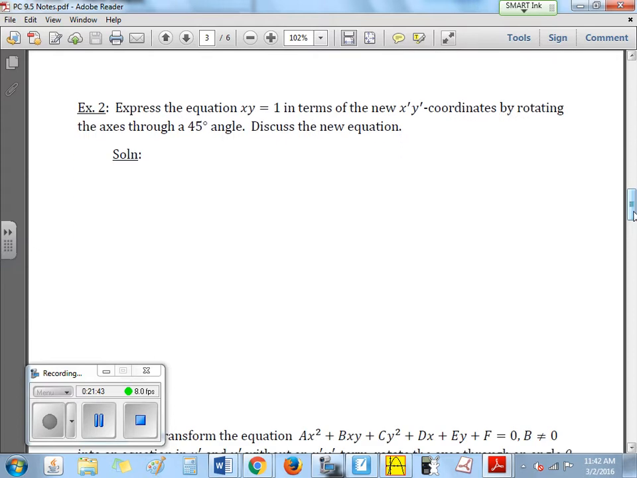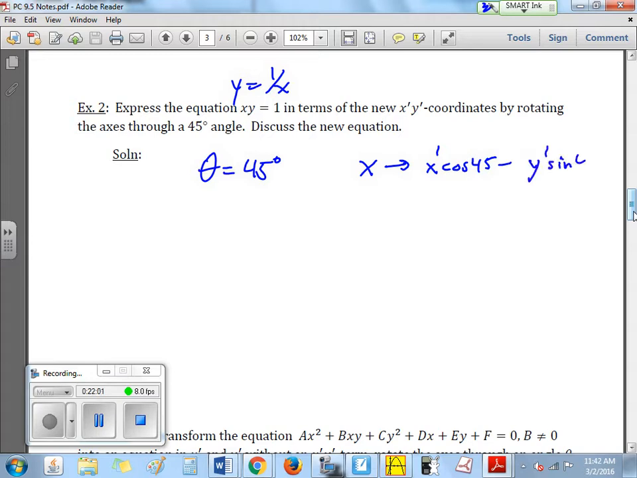It says express the equation xy equals 1. That just means y equals 1 over x. Express the equation xy equals 1 in terms of the new x prime, y prime coordinates by rotating the axes through a 45-degree angle. So in other words, theta is going to be 45. X is going to be changed over to x prime cos 45 minus y prime sine 45. Y is going to change to x prime sine 45 plus y prime cos 45.